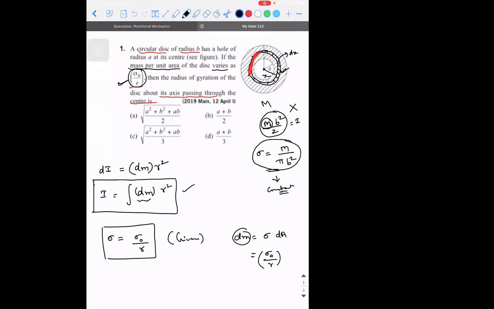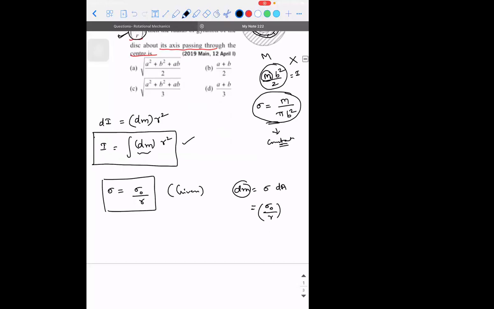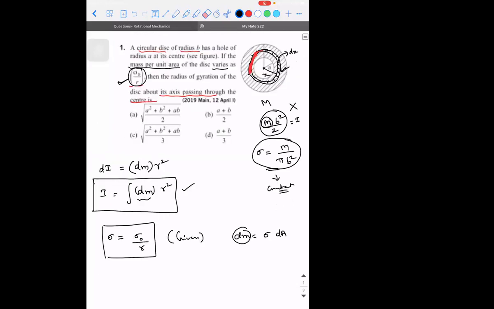What is going to be the area of this portion? It will be 2 pi r into dr. How did I get that? Or 2 pi x into dx. Since r is given, it is better I will take it as r only.